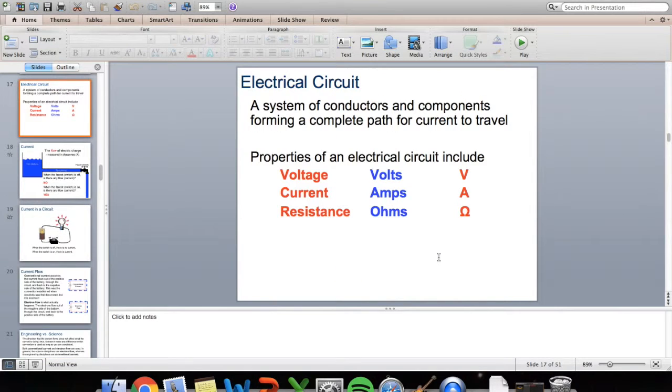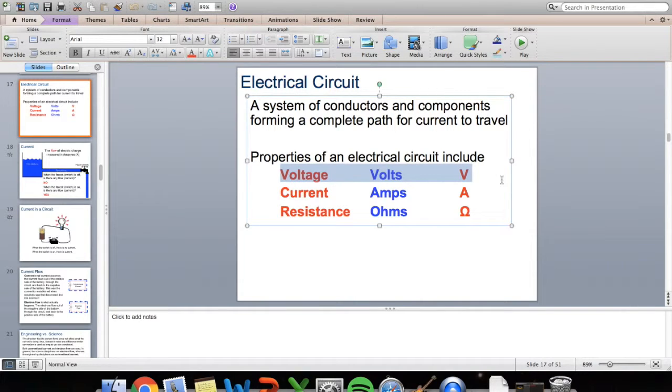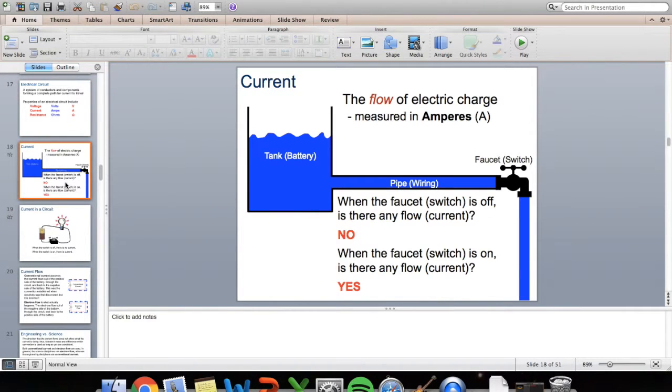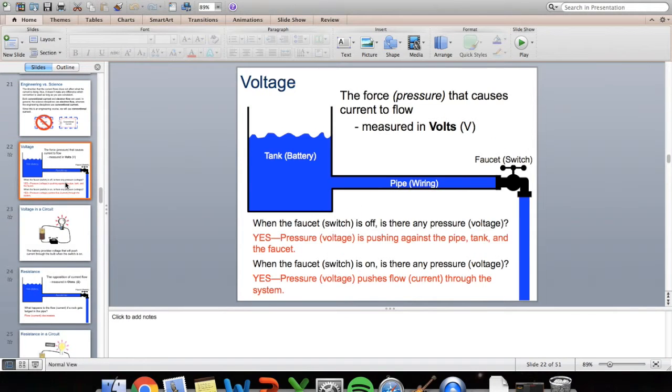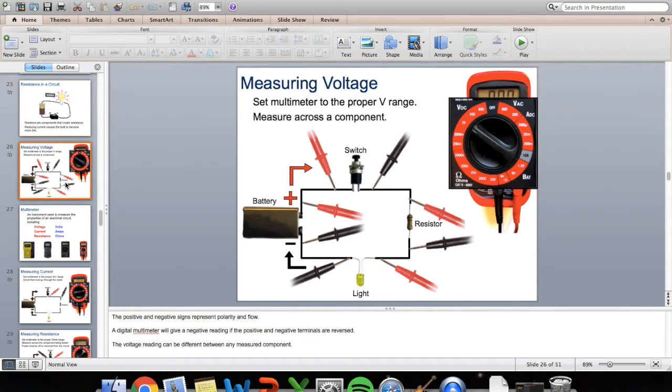Those are the metaphors for the three key parts of a circuit. The voltage is how much pressure there is, how hard the electricity pushes through the circuit. Resistance is what resists the flow of the electricity, and the current is how much electricity is flowing. Okay, so there we go. Make sure to go back, rewatch that, pause that, take notes as needed, and we will move on.